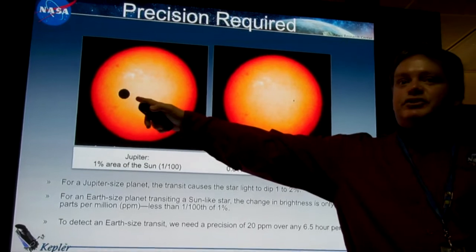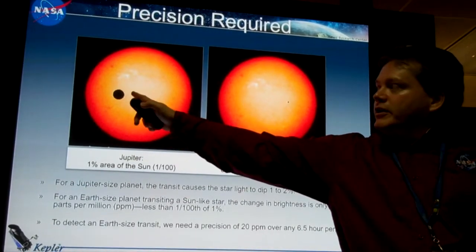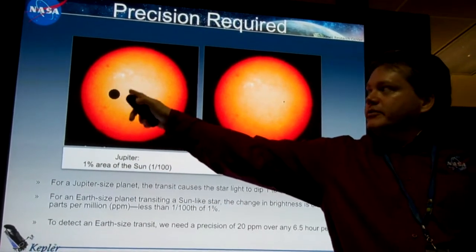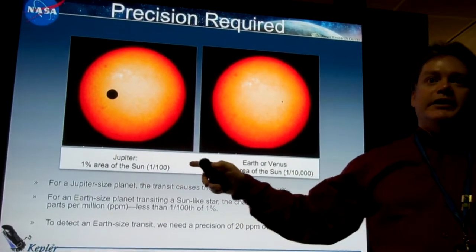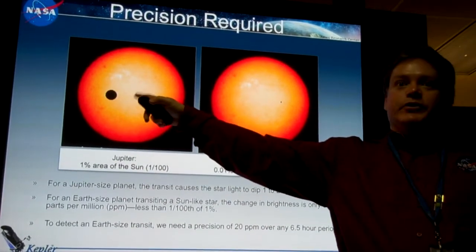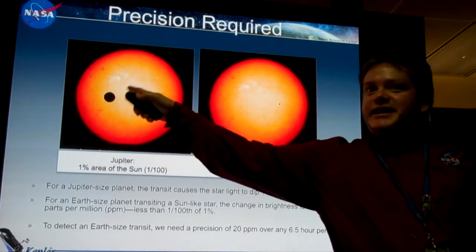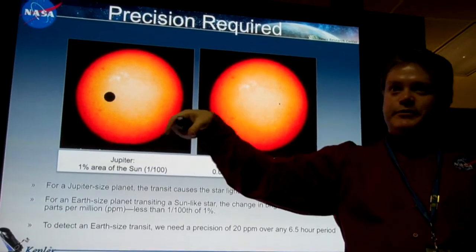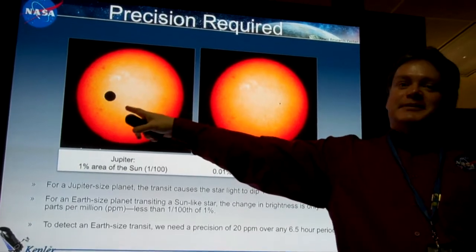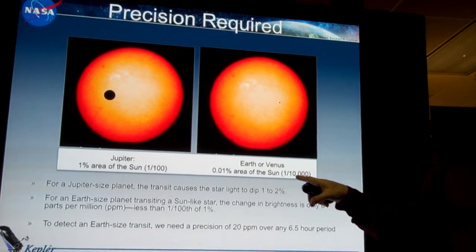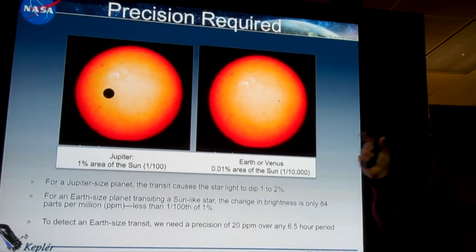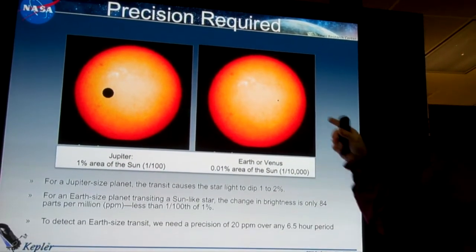For a planet like Jupiter crossing the sun, the ratio of that planet to the star is about 1%, so that's like 1 part in 100. You can see planets like this from the ground. In fact, I've actually detected a planet like this from my backyard observatory in South San Jose. But once you start talking about Earth-sized planets, you're talking about 1 part in 10,000, or about 100 parts per million. This can't be done from the ground.